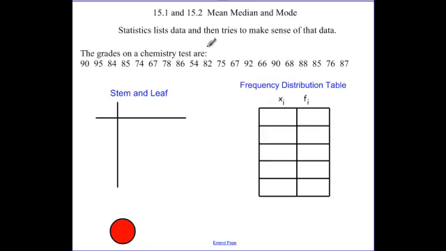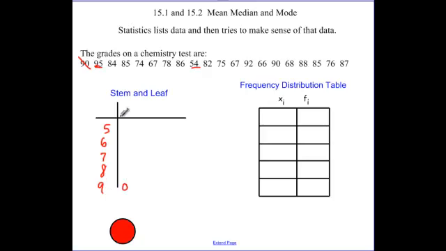Here you go. These are the grades on a chemistry test. They're all jumbled and out of order. So one of the ways that a statistician can make sense of it is they make a stem and leaf plot. This is very easy to do. You look at the numbers and they range from a low of 54 to, I believe, a high of 95. So the stem would be 5, 6, 7, 8, and 9. And then as we go along, we'll take the first piece of data, which is 90, and we will put a 0 there. Get it?